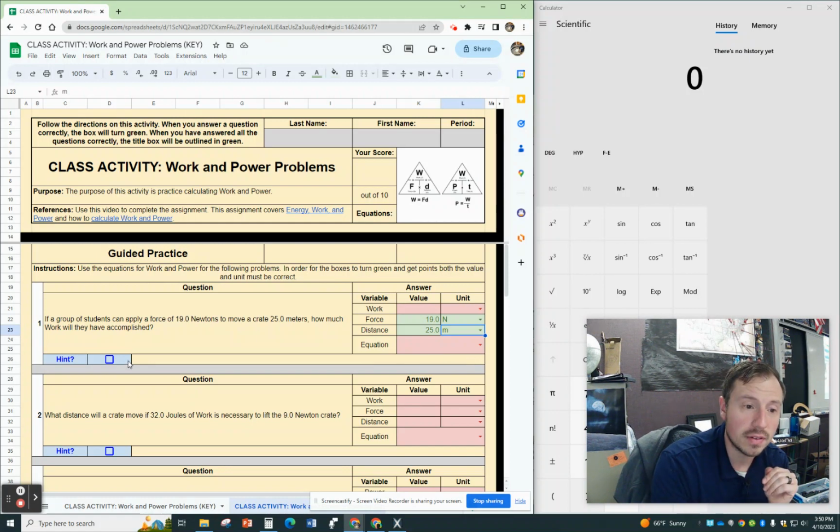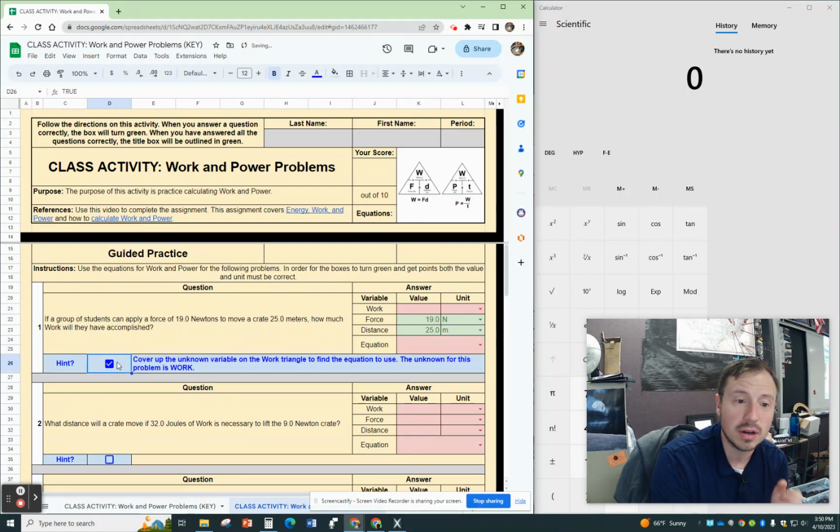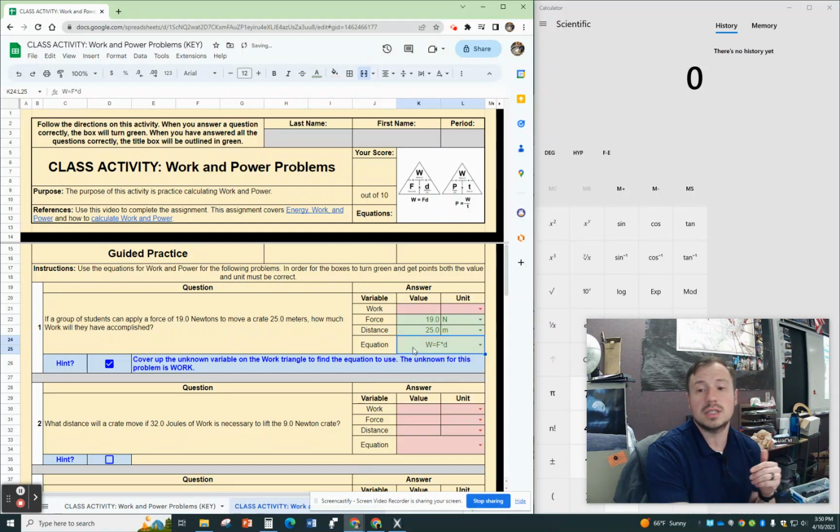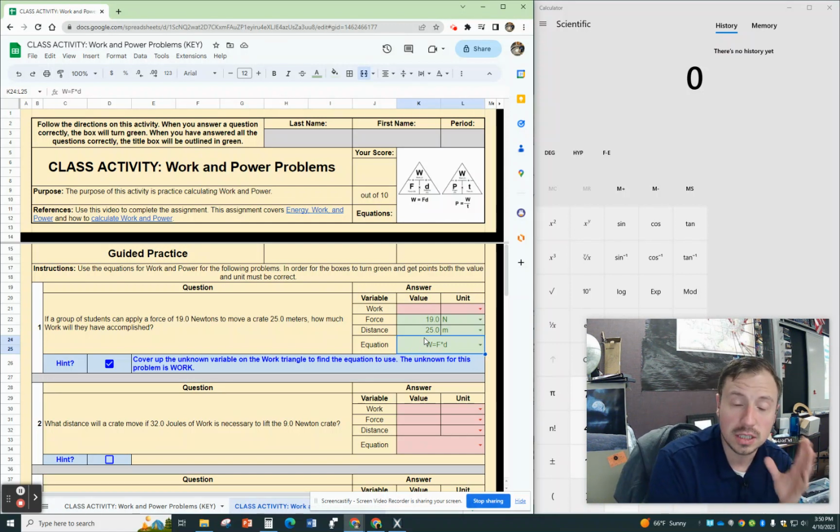How much work will they have accomplished? And that hint is going to tell me, right? Cover up the unknown variable on the work triangle to find the equation to use. The unknown for this problem is work. So I cover up work on the work triangle, and it's force times distance. So I can put that equation down there. Work equals force times distance. So now I know the equation to use for work, right? To calculate work, force times distance.